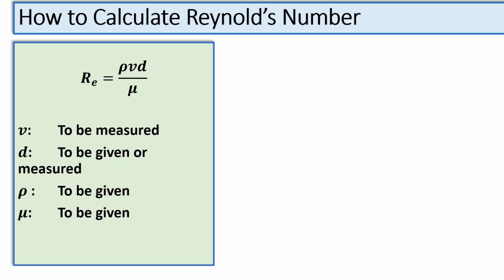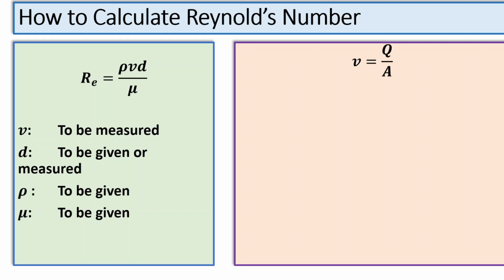Now this velocity can be obtained as discharge divided by the cross-sectional area of the pipe. So we first need to find out the discharge through the pipe, and that is the volume collected at the end of the pipe divided by the time of collection.